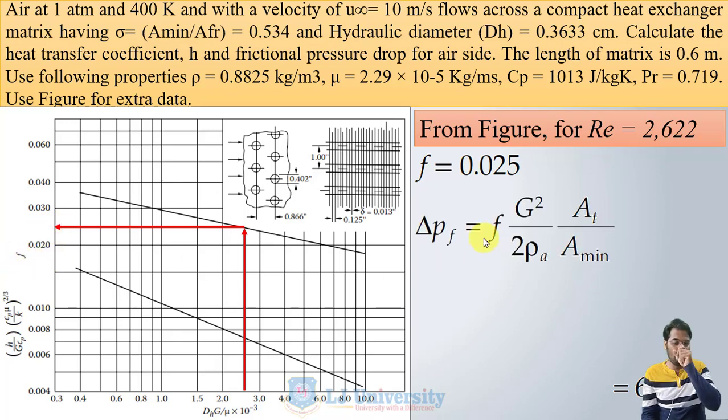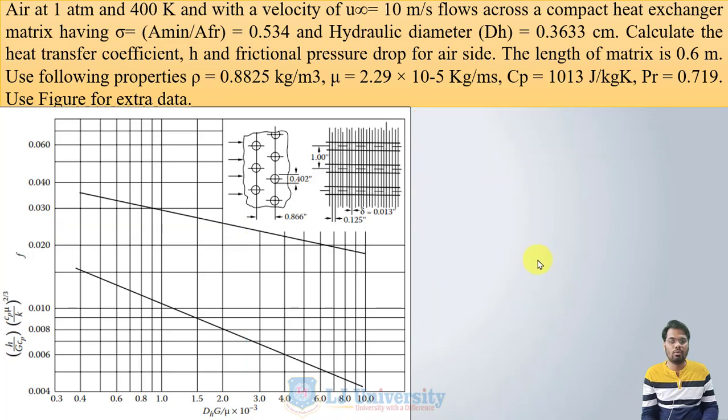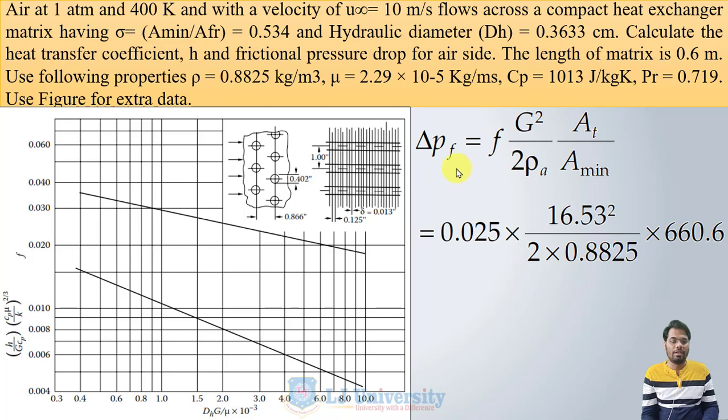Now we can use this equation, putting the value of this f, G, density, AT by A minimum in this equation. We know that AT by A minimum is 4L upon DH. We know the value of the matrix length, which is given as 0.6 meter. Hydraulic diameter is also given. So putting the values of AT by A minimum, G and density in this equation, we will get the final answer of delta P, which is the pressure drop, which is 2556 Pascal. This is the pressure drop.